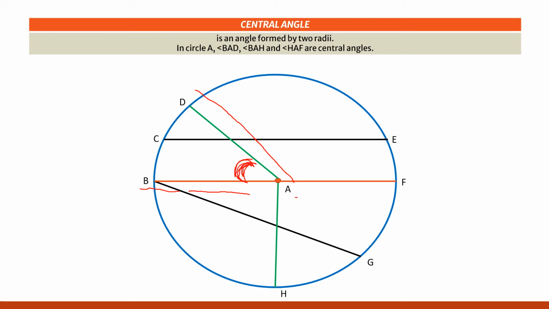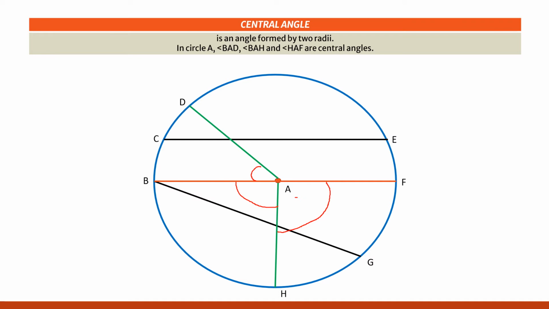Okay, itong portion na to. So, tanggalin natin to. Okay, so yan. So, again, kapag sinabing angle BAD, eto siya. Yung angle BAD. And then angle BAH, ito naman yung angle BAH. And angle HAF, ito naman, HAF, or FAH, pwede rin. So, ang tawag dito sa tatlong ito ay central angle.